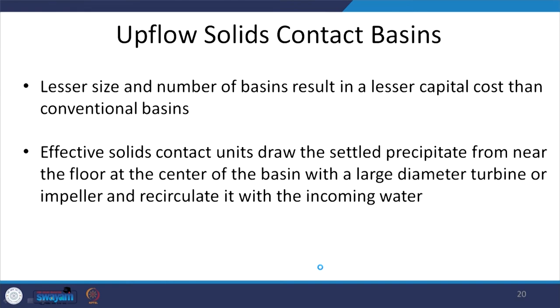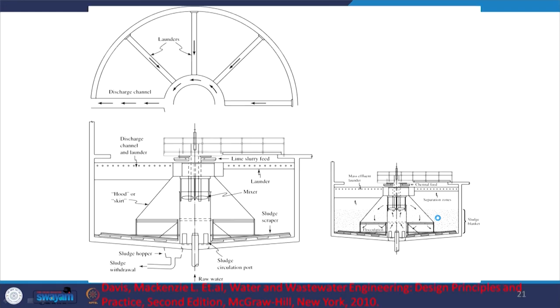Upflow solid contact basins, so lesser size and number of basins result in lesser capital cost, let's say, right? Effective solid contact units draw the settled precipitate from near the floor and then recirculate it with the incoming water. And in the previous slide, we looked at why we are doing that, right? So this is a typical system, right? So raw water is coming up, upflow, right? And then what do we have? Hood or skirt, I guess, mixing out here and sludge scraper at the bottom.